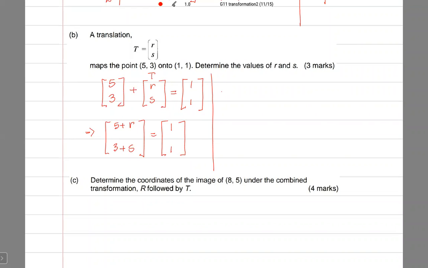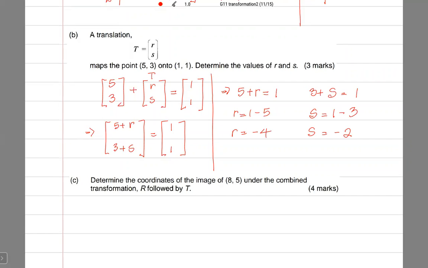So therefore, 5 plus R is equal to 1. So that would make R equal to 1 minus 5. R is equal to minus 4. Now 3 plus S is equal to 1. That would make S equal to 1 minus 3, and so S would be equal to minus 2.